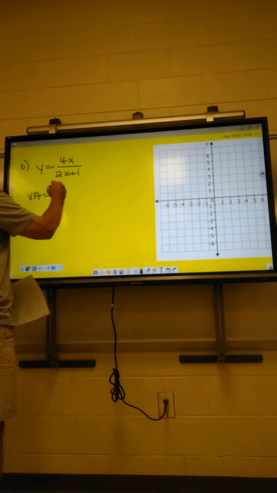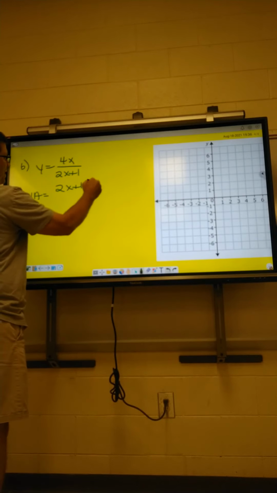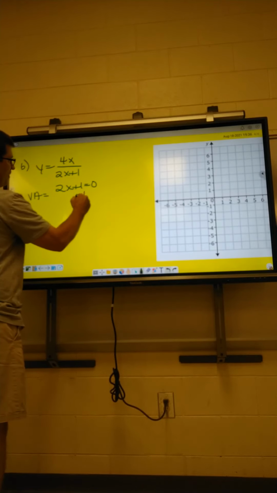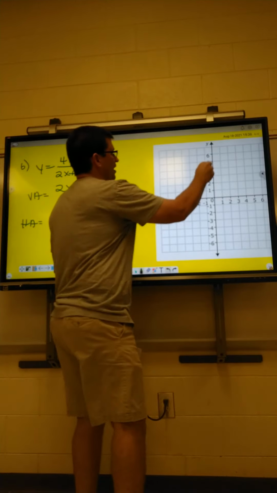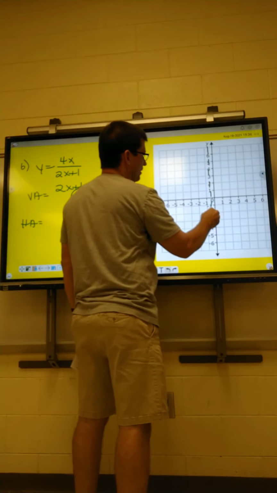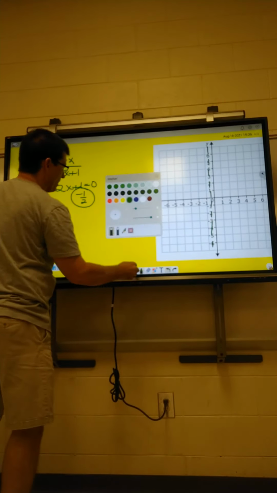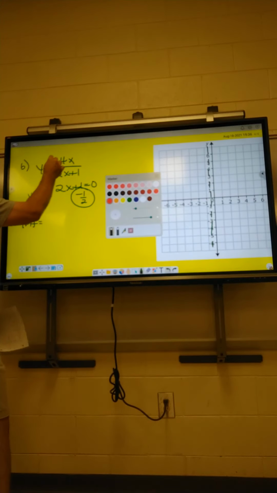All right, so the VA, set that equal to 0, move it over. That's negative 1 over 2. So at negative 1/2, we need a dotted line. All right, the HA, check your exponents.